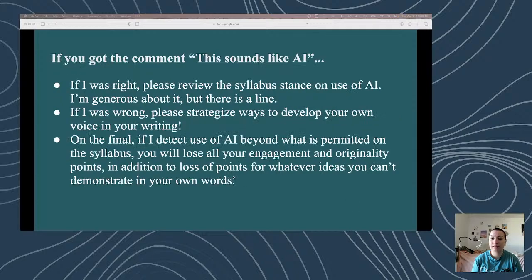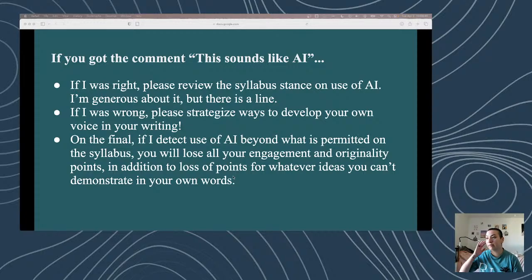If you got the comment, "this sounds like AI," I might not be right, and I just want to say that first and foremost. I'm not trying to create a witch hunt about ChatGPT use. That's not the operative. But if I was right, I invite you to review the syllabus and my stance on the use of AI. I'm pretty generous about it. I am realistic about it. I'm not totally saying you can't use it, but there is a line. And if you got that comment and I was right, you've crossed the line.